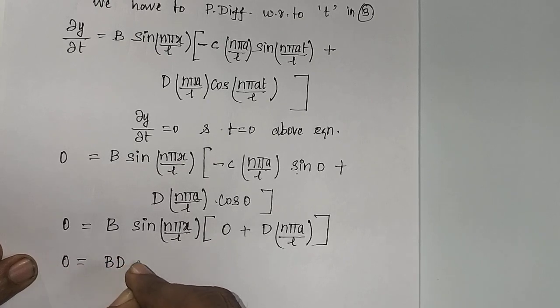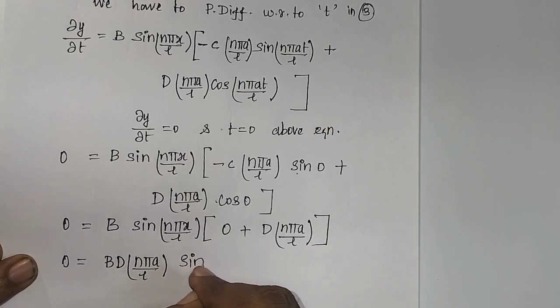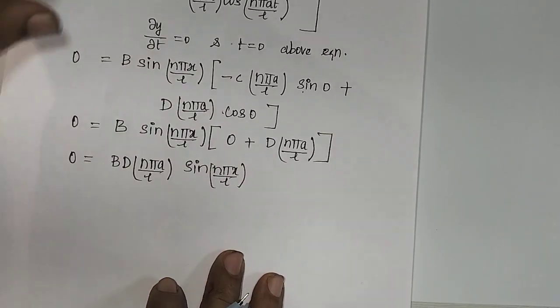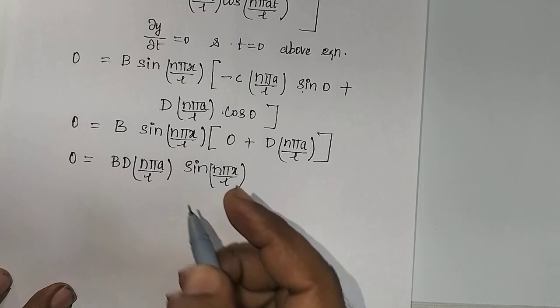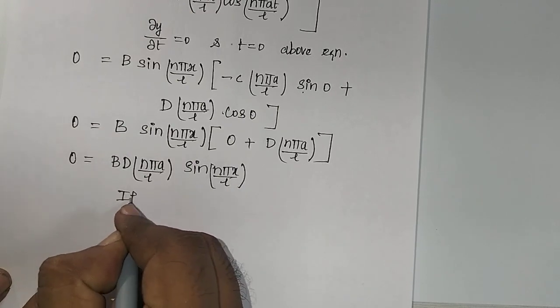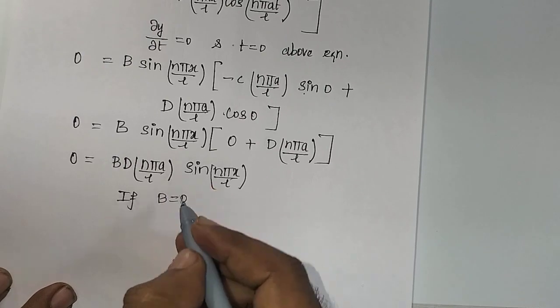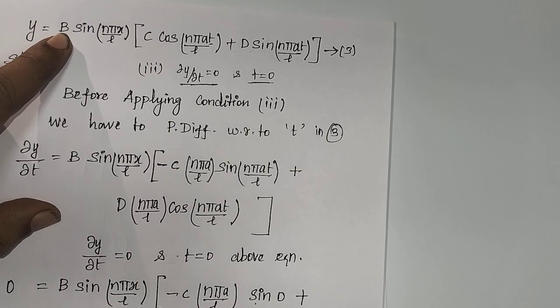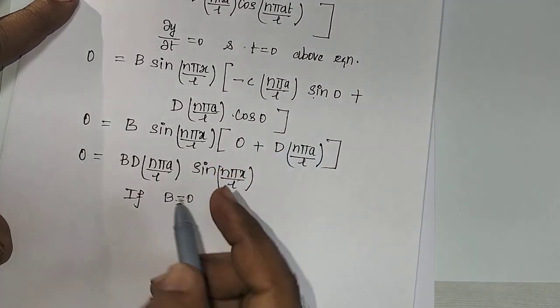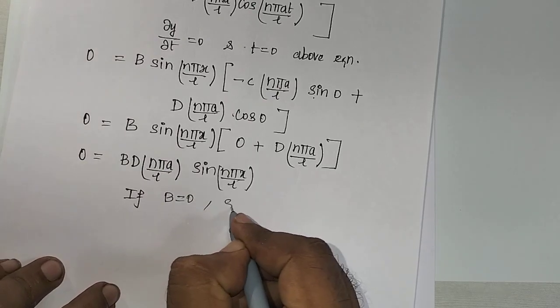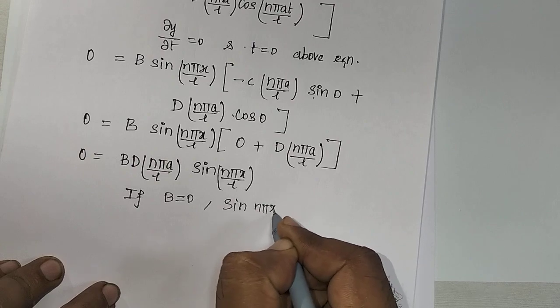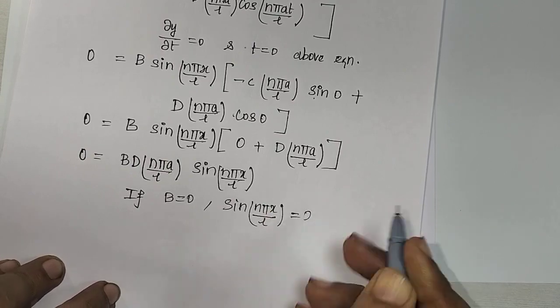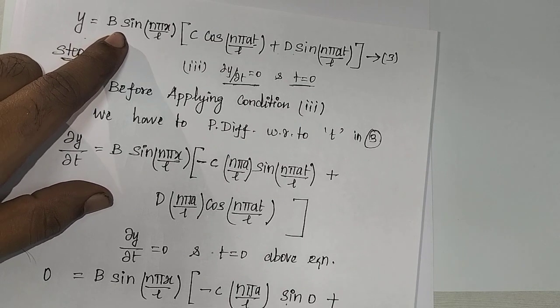Now you can multiply both terms and simplify: b d n pi a by L and sin n pi x by L. Now we can compare equation 3 and this term. Here again by the trivial solution, if I take b equal to 0, your entire equation 3 is again 0 when substituting b equal to 0, so this is not possible. Then sin n pi x by L: if sin n pi x by L is equal to 0, again your entire equation 3 becomes 0. That's also not possible.